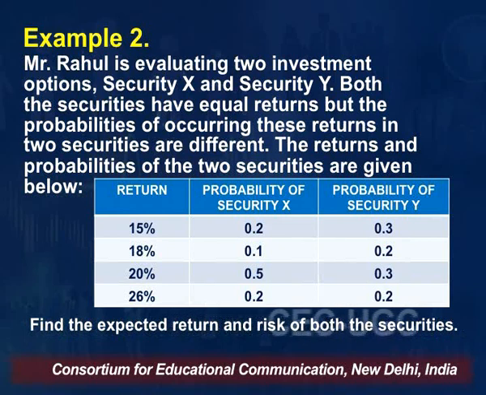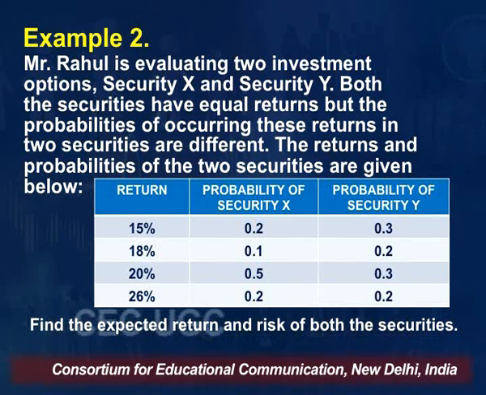So you are given the different probabilities and the different returns which you are expecting. Similarly, you are given the probabilities of these returns for security Y. Find the expected return and risk of the securities, right.